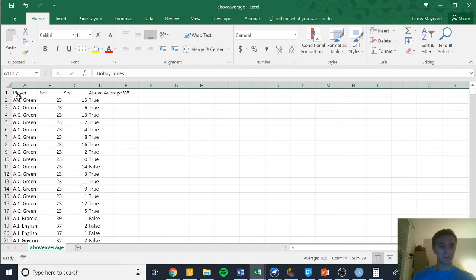So this player, AC Green, was taken 23rd overall when he was drafted. For this current row here, he had played 15 years in the NBA, and in this current year, he had an above average win share. So he had above a 2.7 win share. Looking down here, this was in his 14th year of his career. He did not have an above average win share.